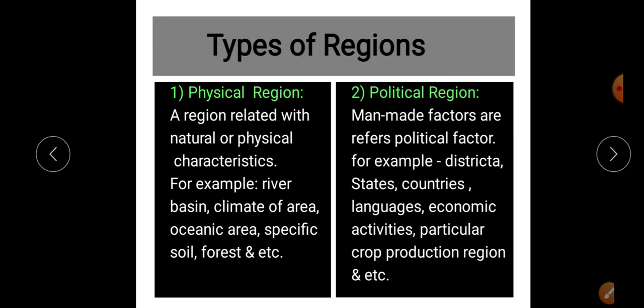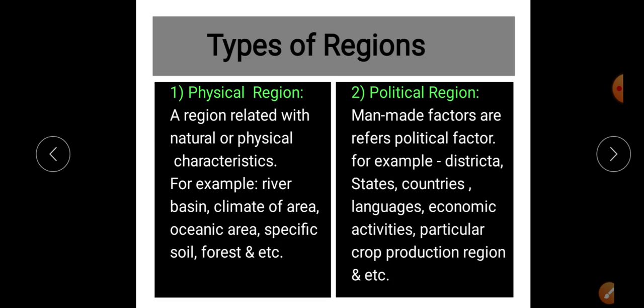Now political region. Man-made factors are referred to as political factors. For example, districts, states, countries. Sometimes the districts are developed with the help of languages, economic activities. Now economic activity, for example, rice producing region, then wheat producing region.